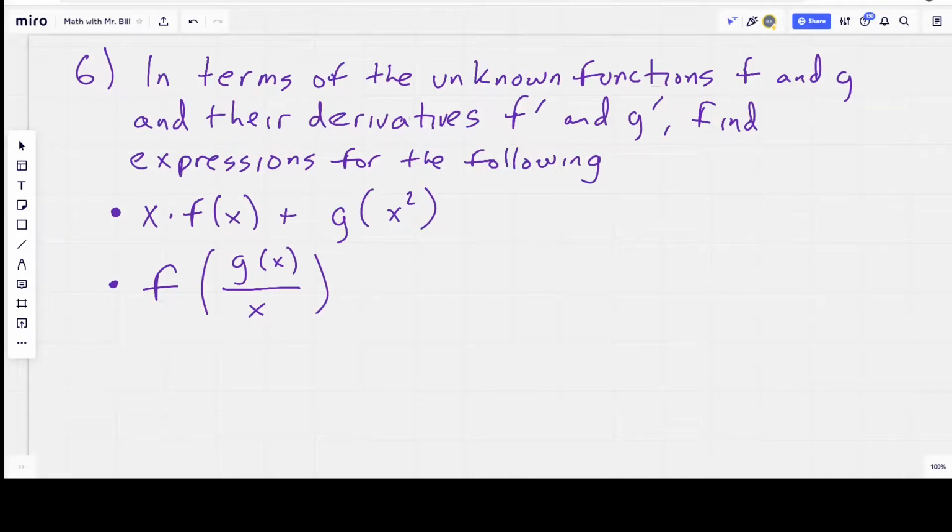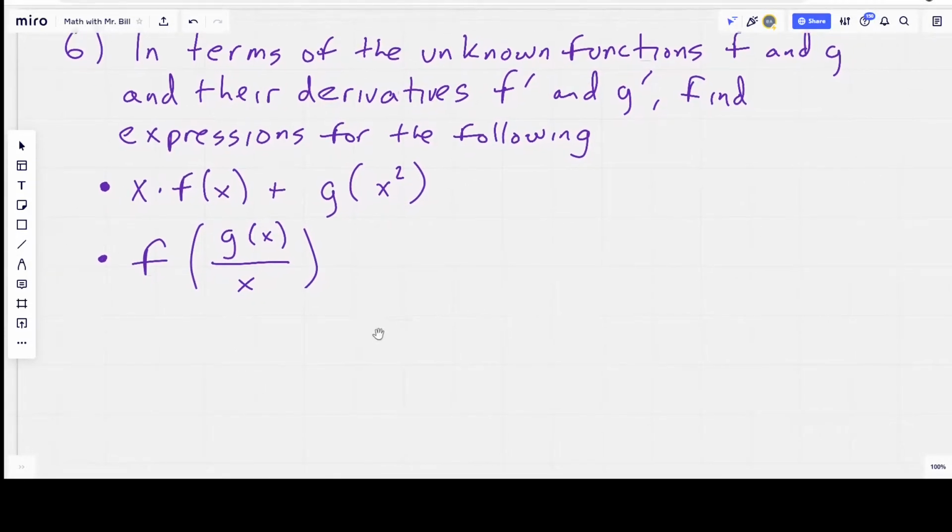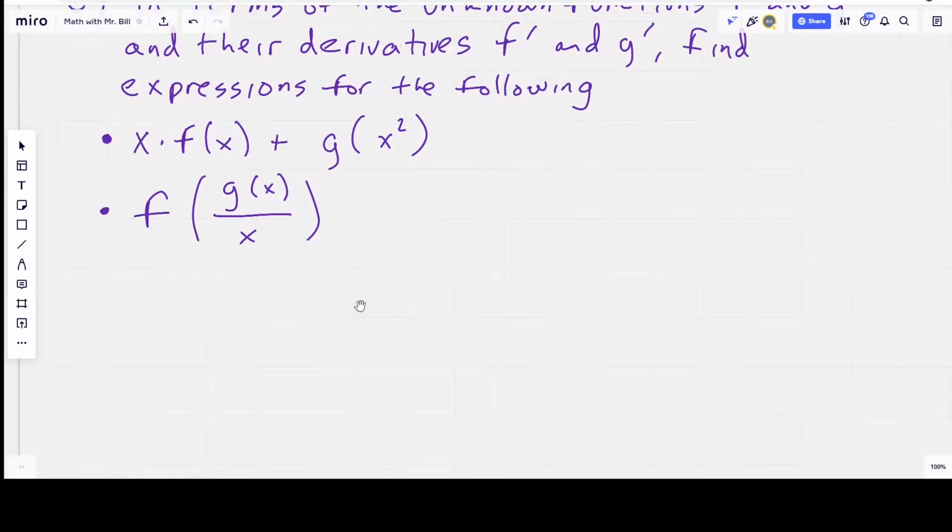On to question number 6. In terms of the unknown functions f and g and their derivatives f prime and g prime, find expressions for the following: x times f of x plus g of x squared and f of g of x over x. So these problems generally tend to show up fairly regularly because it really gives you an opportunity to show what you know about finding the derivatives of more complicated expressions.